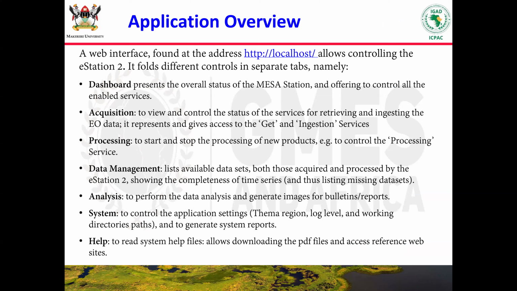Okay. Now we'll be able to click on the link. You'll do this on your own later when you get this material. However, when you open your eStation software, like the way we did last time, you'll encounter the first tab, which is called the dashboard. So what does the dashboard tab do? It presents the overall status of the eStation and offers the ability to control and enable all the services. So we'll be able to see that shortly.